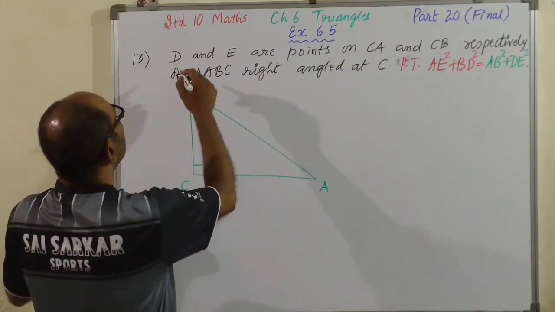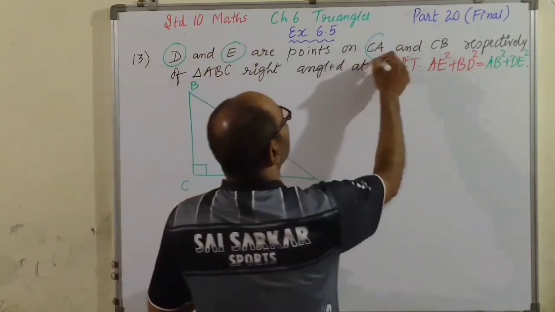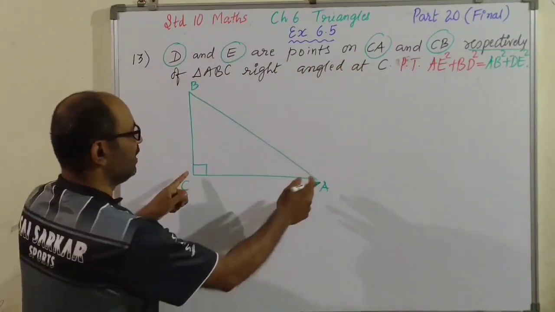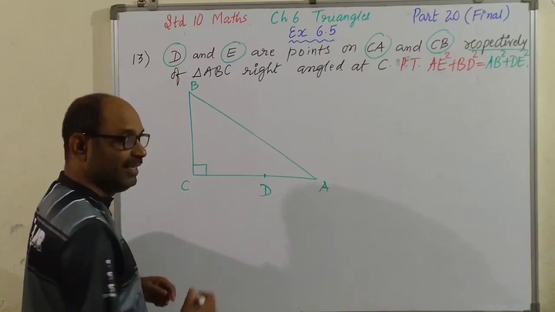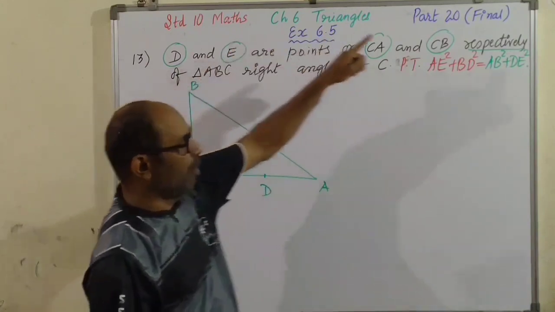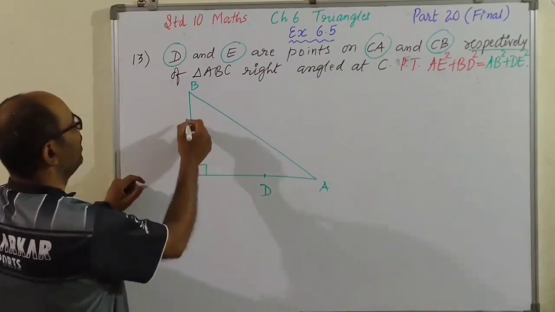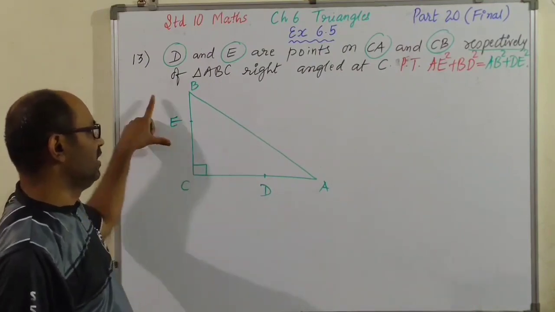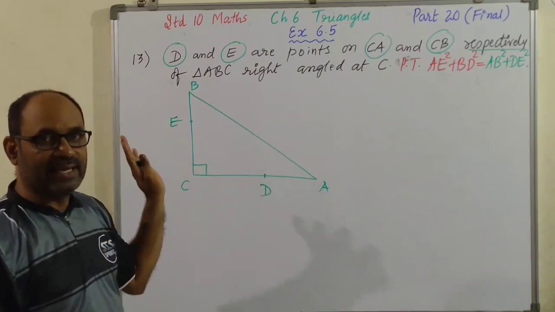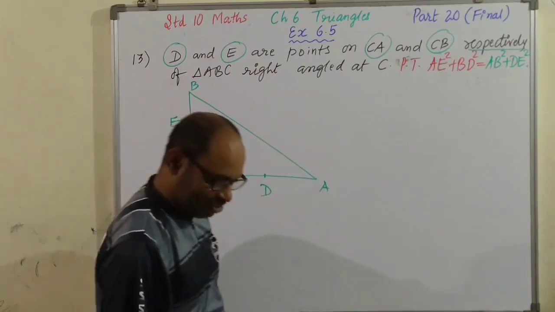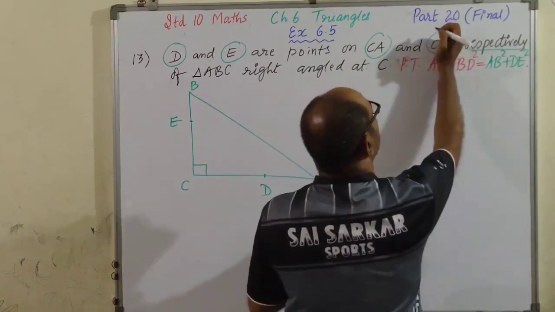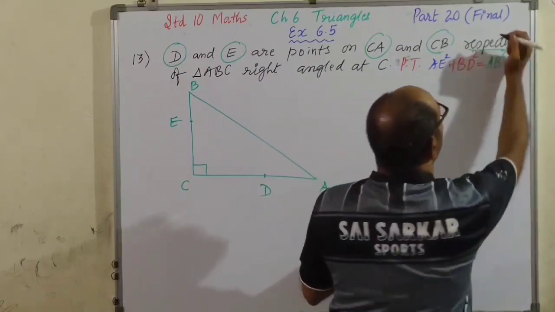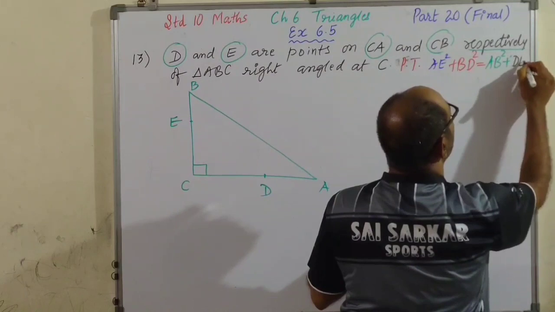Well, D and E are points on CA and CB respectively. So D is a point on CA. CA is here. Let me take point D here. Fine. E is a point on CB. CB is this side. Let me take point E here. Fine. That's it. D is a point on CA, E is a point on CB, and C is the right angle in triangle ABC. Prove that. Children, I'm going to use all 4 colors here. AE square plus BD square equals AB square plus, the last one, DE square.